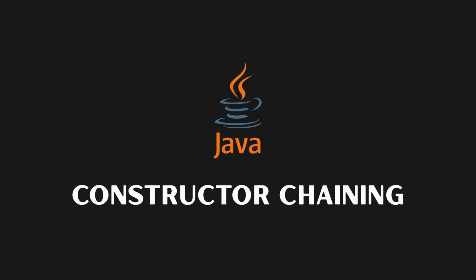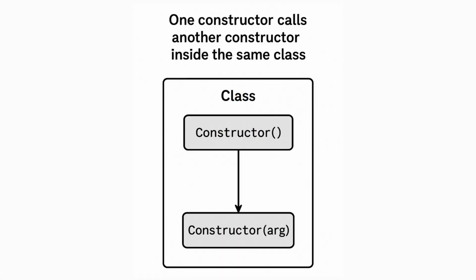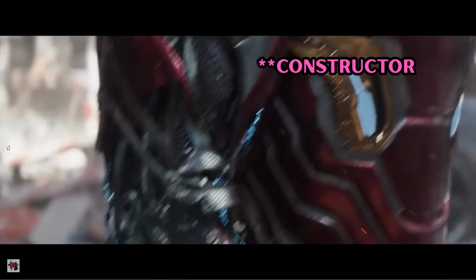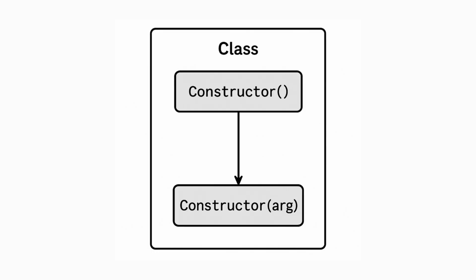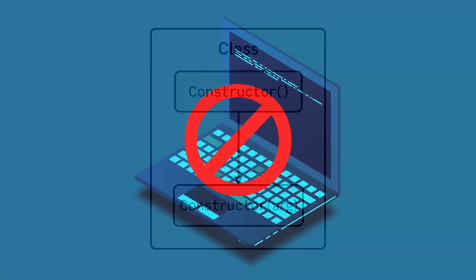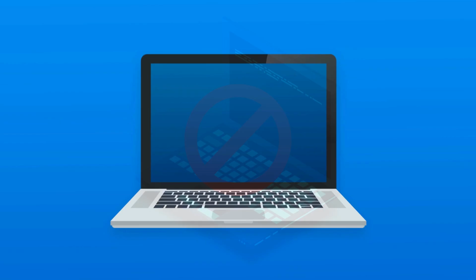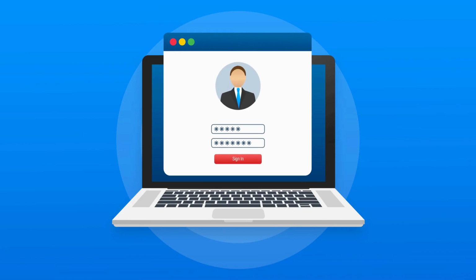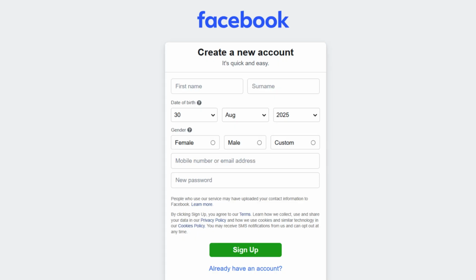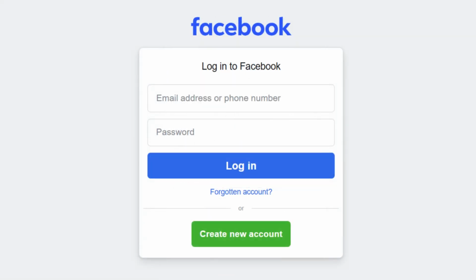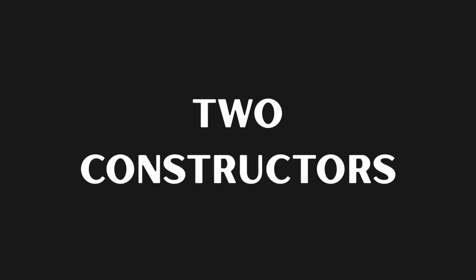And what is constructor chaining? Constructor chaining means one constructor calls another constructor inside the same class. We use this to call another constructor inside the same class. Why? To avoid repeating code. For example, login and register forms. Think about an app. If a user registers, they give us username, email and password. But if you just want to log in, they give us username and password. So we can write two constructors for that.